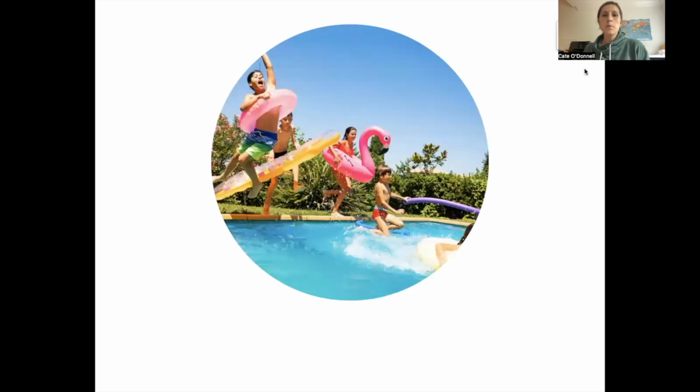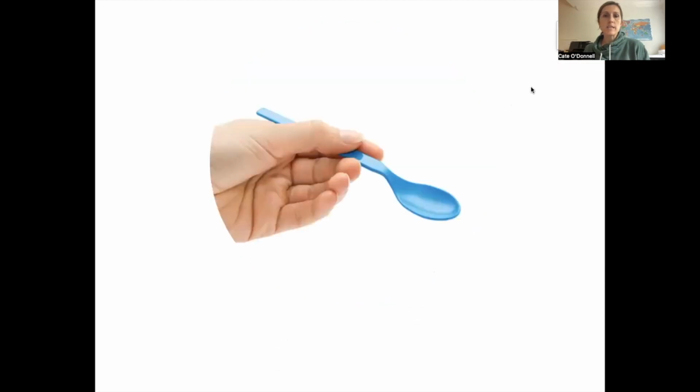This is a pool. The kids are having lots of fun in the pool. How many sounds do you hear in the word pool? There are 3 sounds in the word pool. What's the first sound? What letter makes the sound? The letter P. What's the next sound you hear? Ooh. O-O. And what's the last sound you hear in pool? Ol, the letter L. Nice job. Erase that. Go to our next slide.